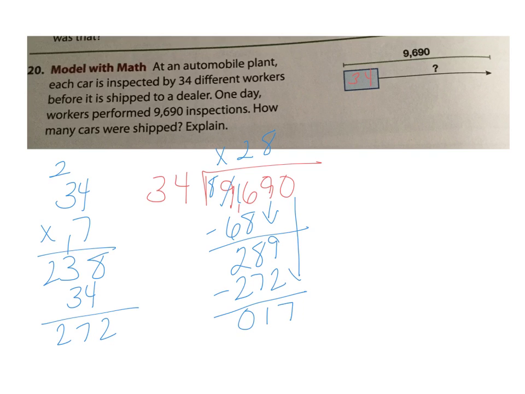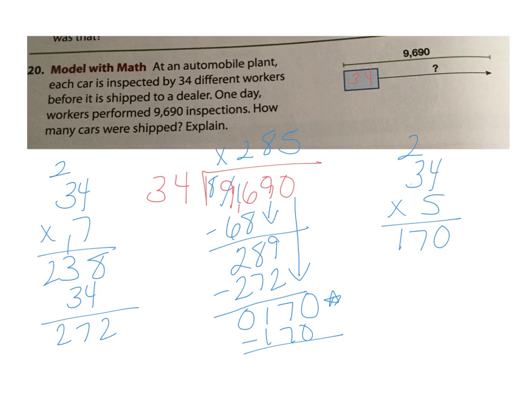We have a 0 to bring down, so we're looking at 170. 34, we just said, goes into 100 almost 3 full times. So let's start with 5. 34 times 5 is 170, which is our goal right here. 5 times 34 is 170, subtracting, 0, meaning 285 cars were shipped.